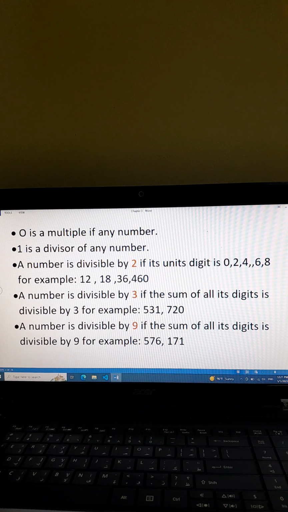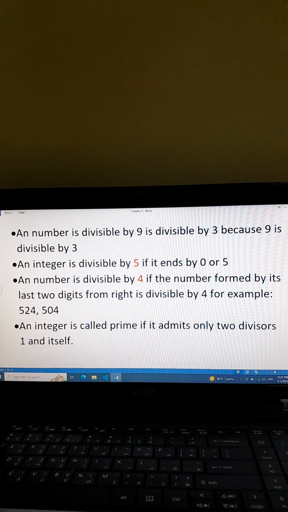A number is divisible by 9 if the sum of all its digits is divisible by 9. For example, 576: 5 plus 7 is equal to 12, plus 6 is equal to 18, which is divisible by 9. Second example, 171: 1 plus 7 is equal to 8, plus 1 is equal to 9, so it is divisible by 9. So this is the result: a number divisible by 9 is divisible by 3, because 9 is divisible by 3.